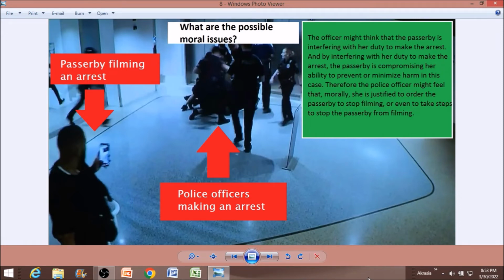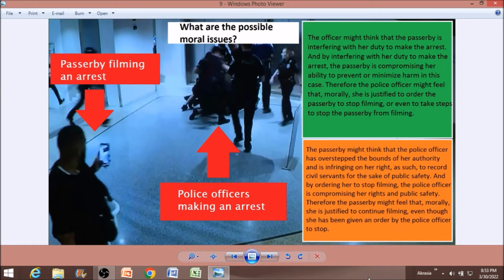Now let's put ourselves in the shoes of the passerby. As the passerby, you might think that the police officer has overstepped her bounds of her authority, such that she's infringing on your right, as such, to record civil servants for the sake of public safety. And by ordering you to stop filming, the police officer's compromising your rights and public safety. Why? Because you're filming for the public good. Therefore, you as a passerby might feel that morally you're justified to continue filming, even though the police officer might have ordered you to stop.